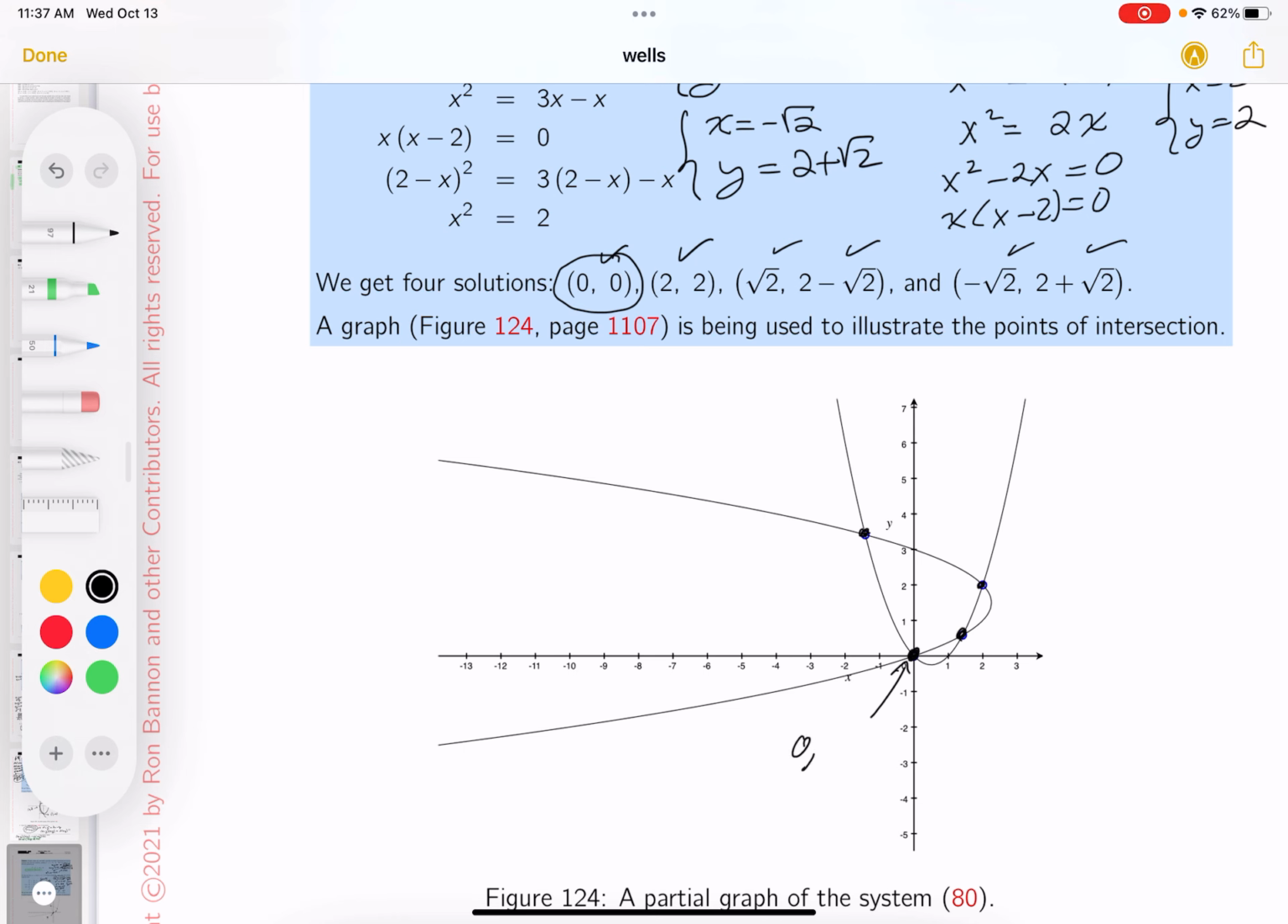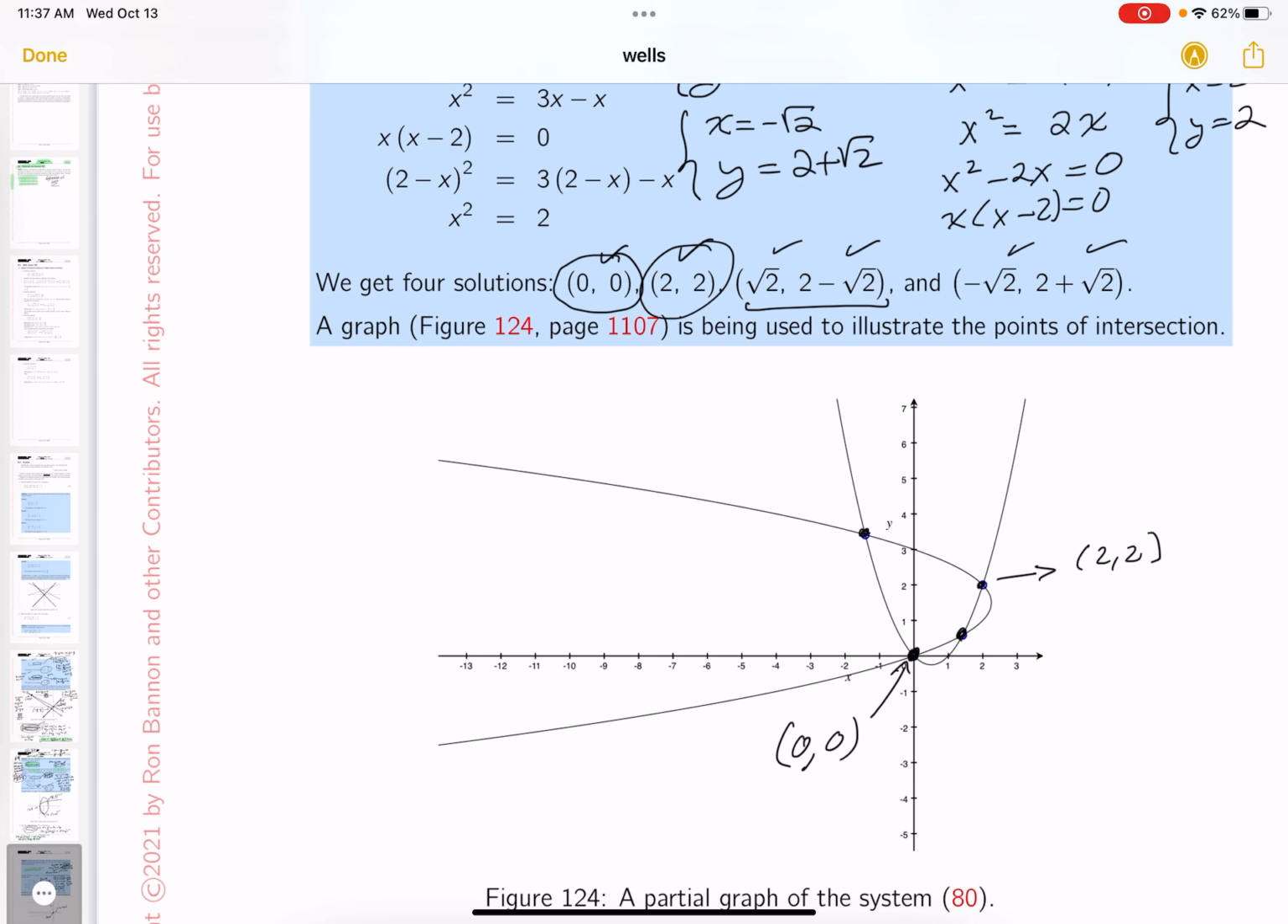That point would be 0, 0. This point's really easy to identify. It's 2, 2. This might be more of a challenge for you, but I hope you realize that root 2 is a positive number. This is root 2, comma, 2 minus root 2. This point's also easy to identify looking at the picture. It's minus root 2, comma, 2 plus root 2. All right, please look at the pictures.